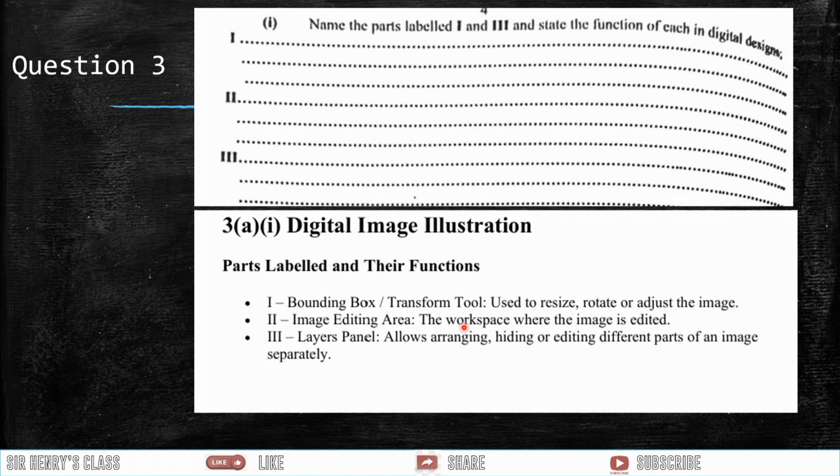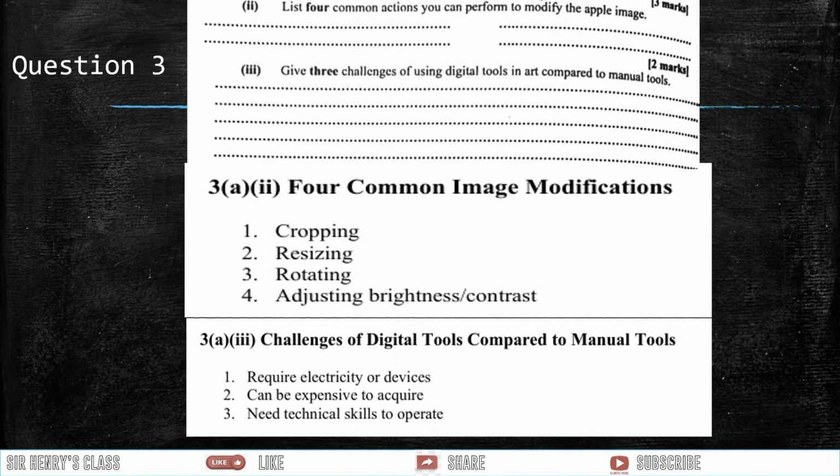So I is the bounding box or the transform tool. It's used to resize or rotate the image. II is the image editing area, the space where the editing is being done. And III is the layers panel, which allows you to arrange, hide, and edit different parts of the image.